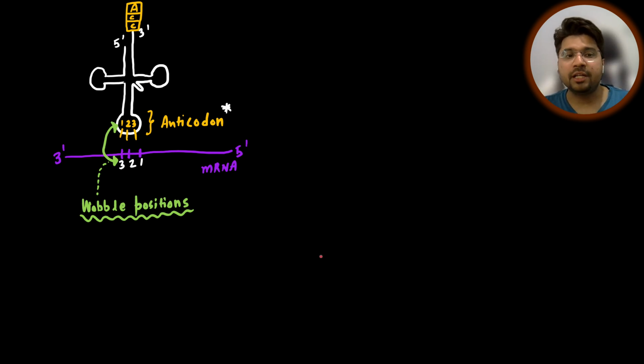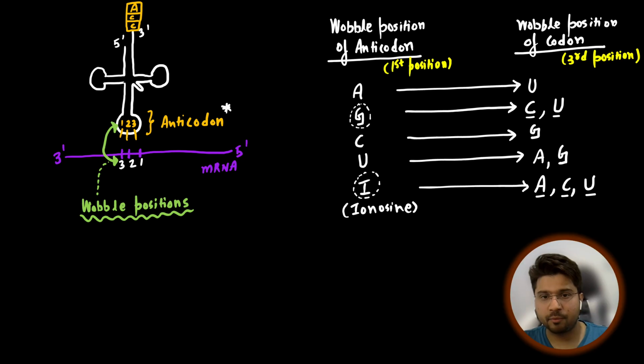So these things are called the wobbling position. The wobbling position is the first position of the anticodon and the third of the codon. They can be involved in non-standard base pairing. And in the examination, a question will come from this particular part. What is that particular thing? The first position of the anticodon, which is a wobbling position, and the third position of the codon can form unusual base pairing, meaning they can form pairing other than AT or GC.